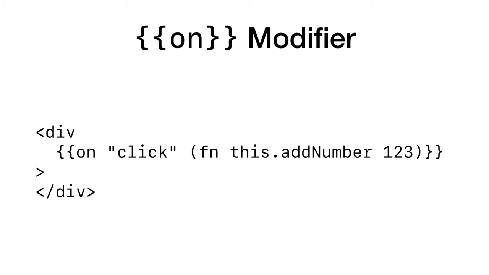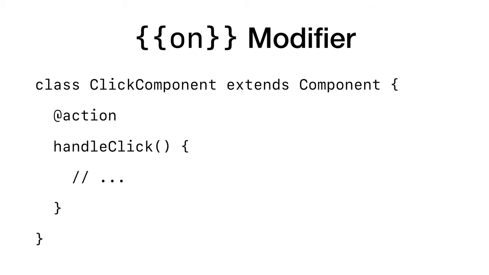We can use this with the fn helper to pass arguments. So if we want to call add number and pass an argument of 1, 2, 3, we can do that by using the fn helper that we just talked about. And at least according to the RFC, to handle this binding, you have to declare that action with the action decorator in order for this context to be properly bound.